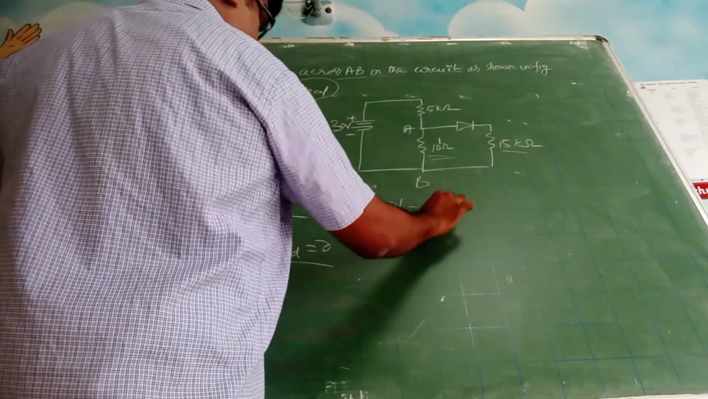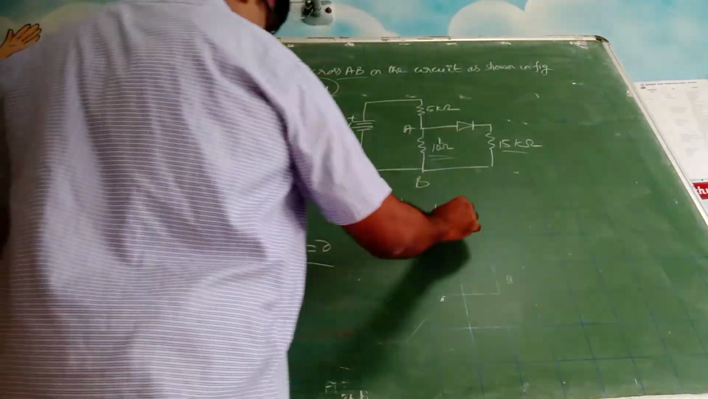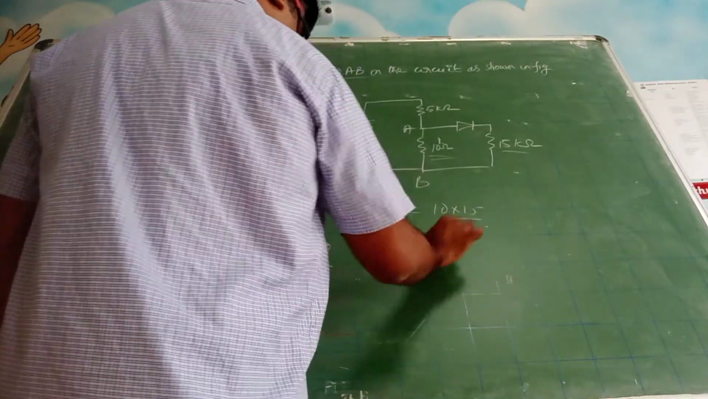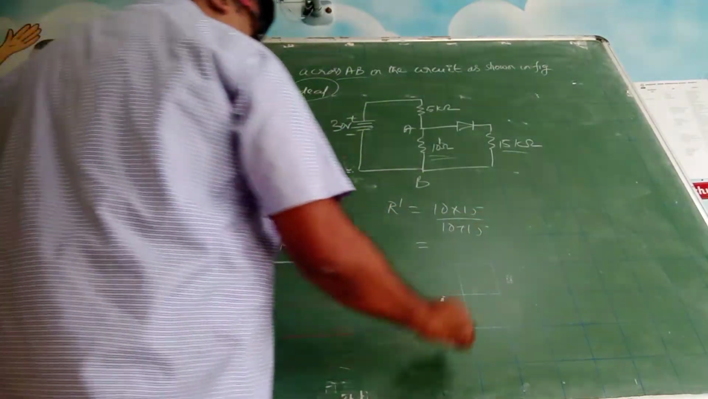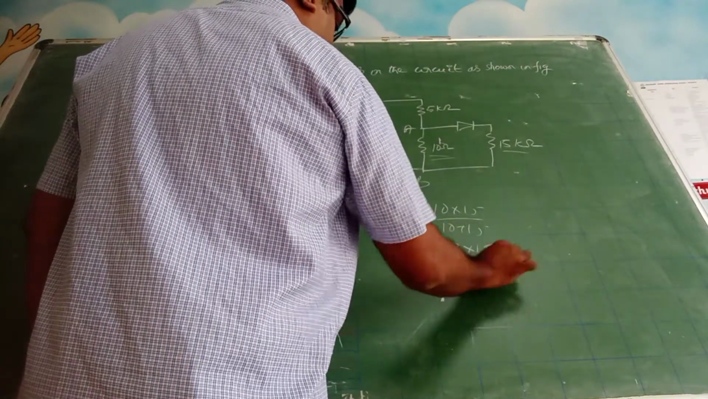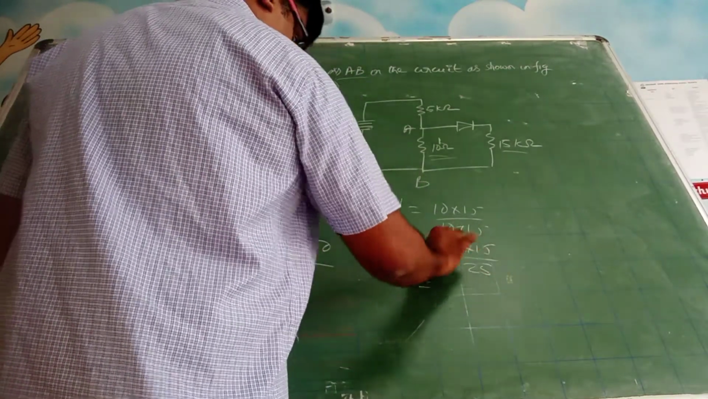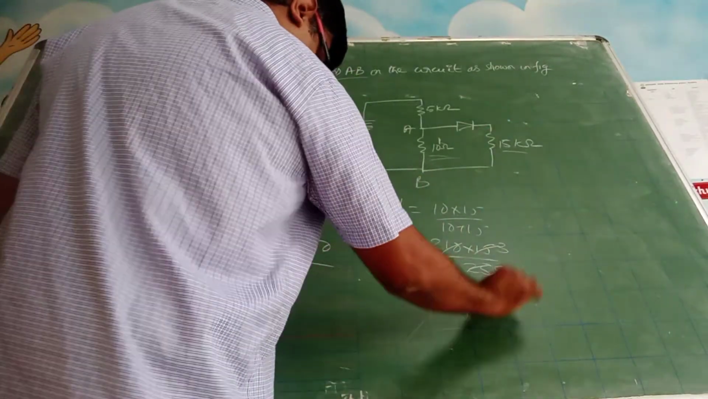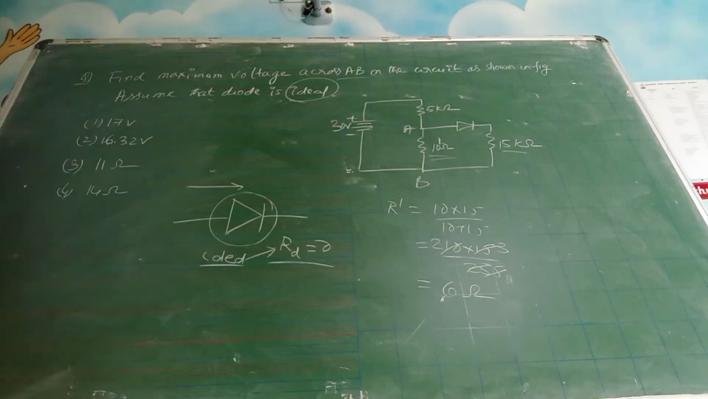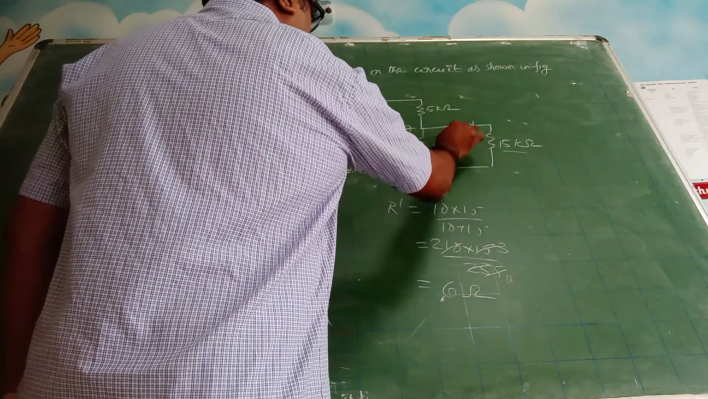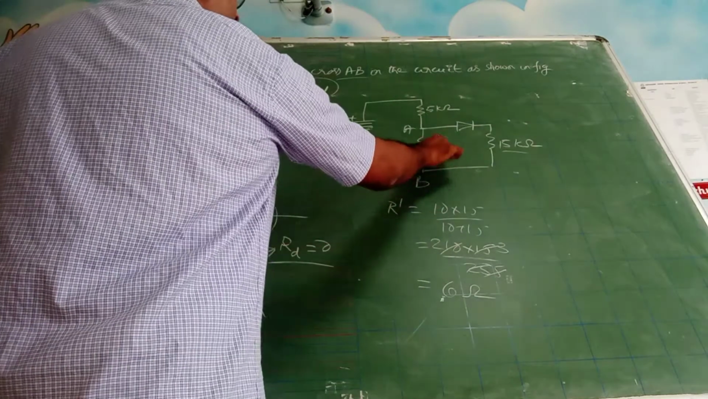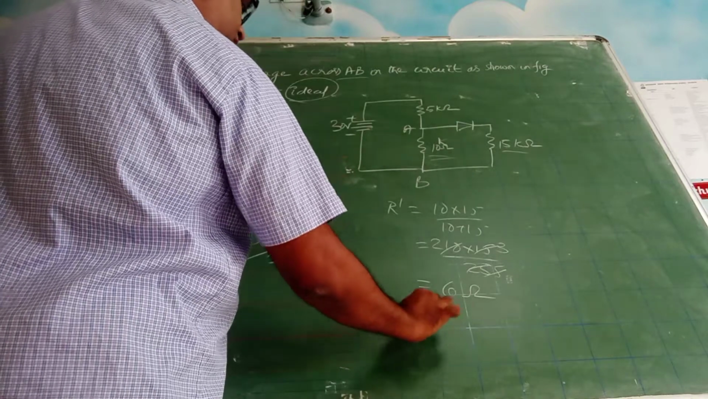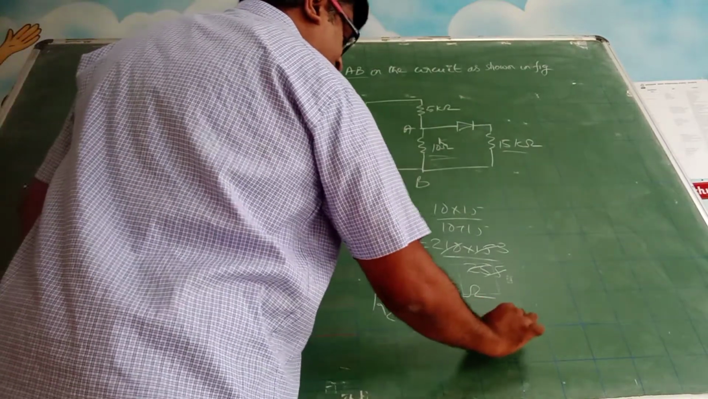R dash is equal to 1 by R1 plus 1 by R2, that is, 10 into 15 by 10 plus 15. So this is 10 into 15 by 25. 5 twos are 10, 5 fives are 25, 5 threes are 15, so 6 ohms. Now it is 6 kilo ohms, there is a kilo here. So this is 6 kilo ohms, and these two will now be in series. So R2 will be equal to 5 plus 6, 11 kilo ohms.